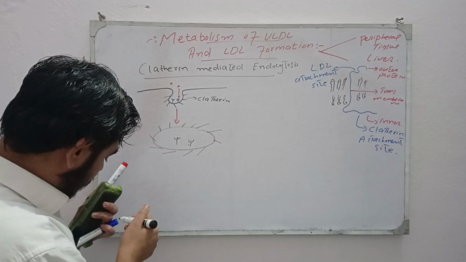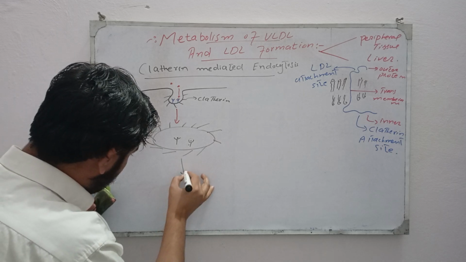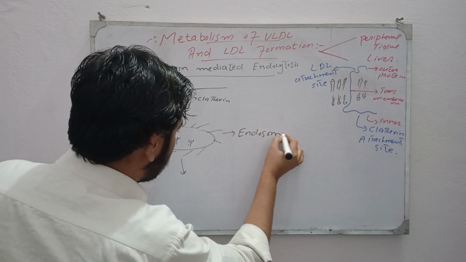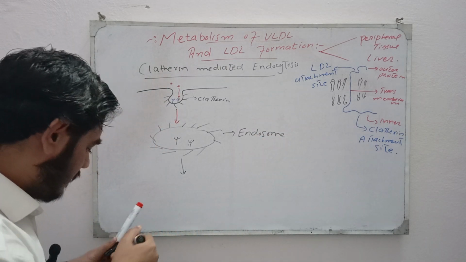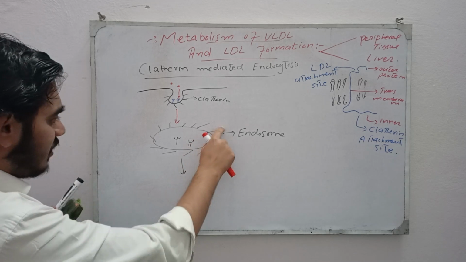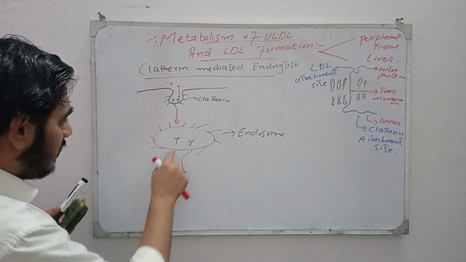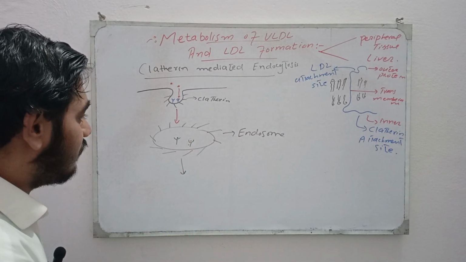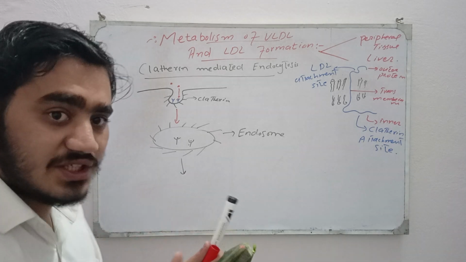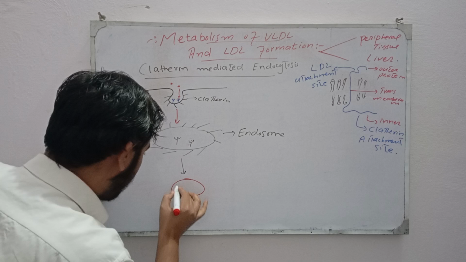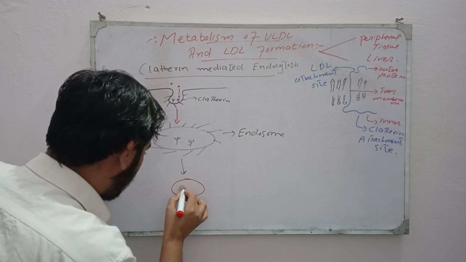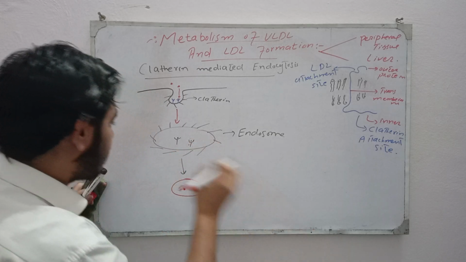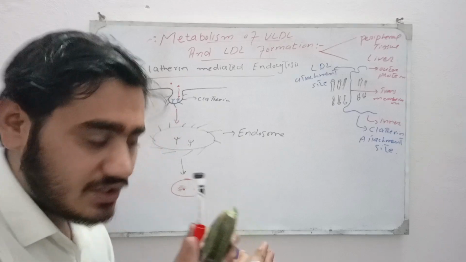Students, in the next step, this is the formation of endosome. In the next step, there is the shedding of clathrin, the receptor part is reutilized again, and there is a reduction in the size of endosome.